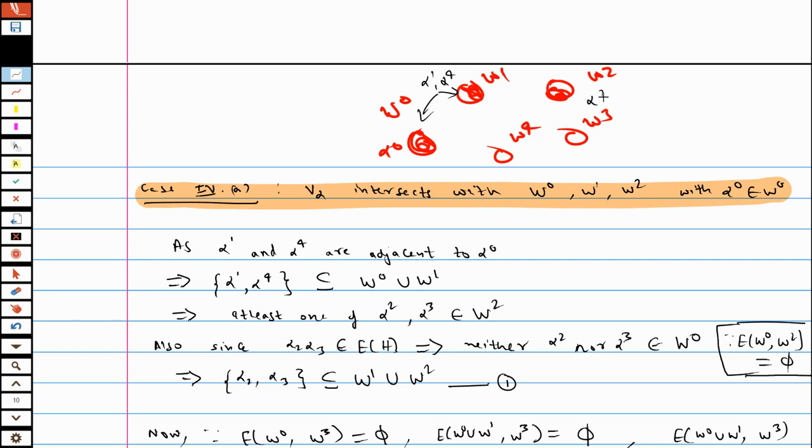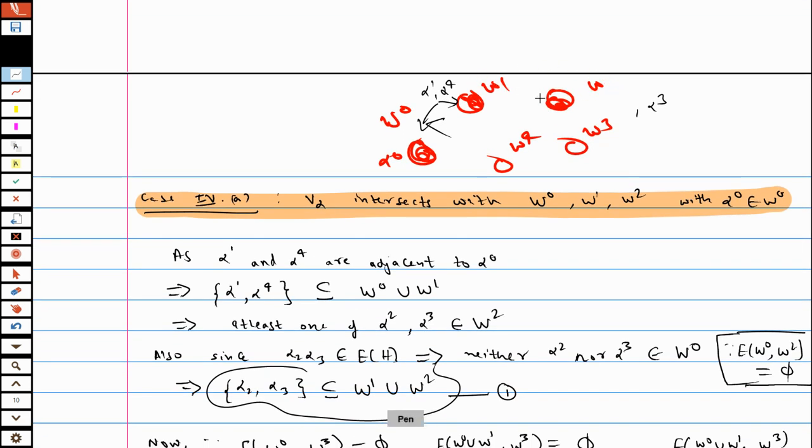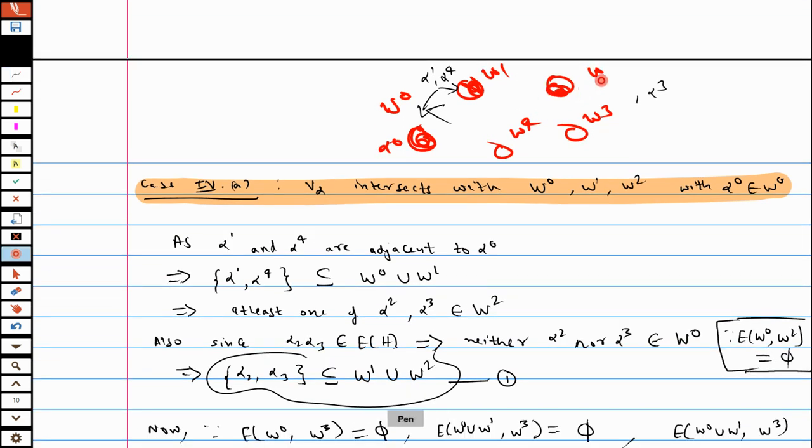And now let's consider alpha 2. So I'm saying that out of alpha 2 and alpha 3, at least one of them will be in W2. Then the other one can be either in W0, W1, or W2. But alpha 2 can't be in W0 because then alpha 3 and alpha 2 are adjacent. And similarly, alpha 3 can't be in W0. So basically, we can say that alpha 2 and alpha 3 are in these two sets.